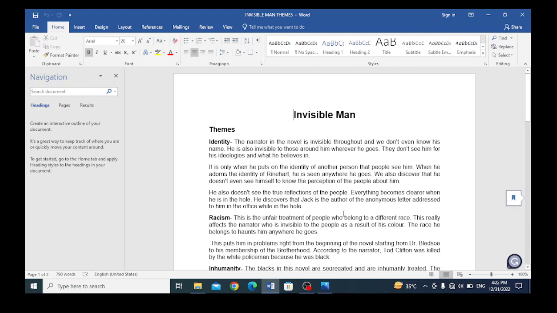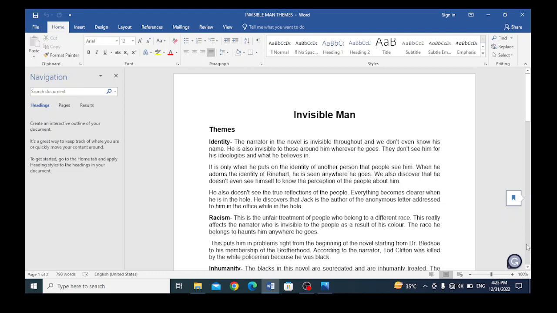Let's move on. It is only when he puts on the identity of another person that people see him. When he adopts the identity of Reinhardt, he's seen anywhere he goes. We also discover that he doesn't even see himself to know the perception of people about him. That's what I'm saying. He also doesn't see the true reflection of the people.